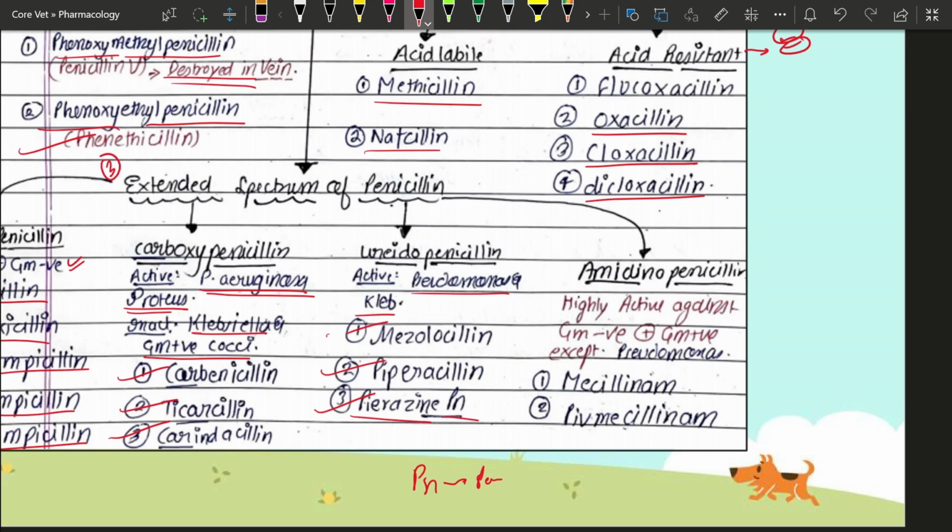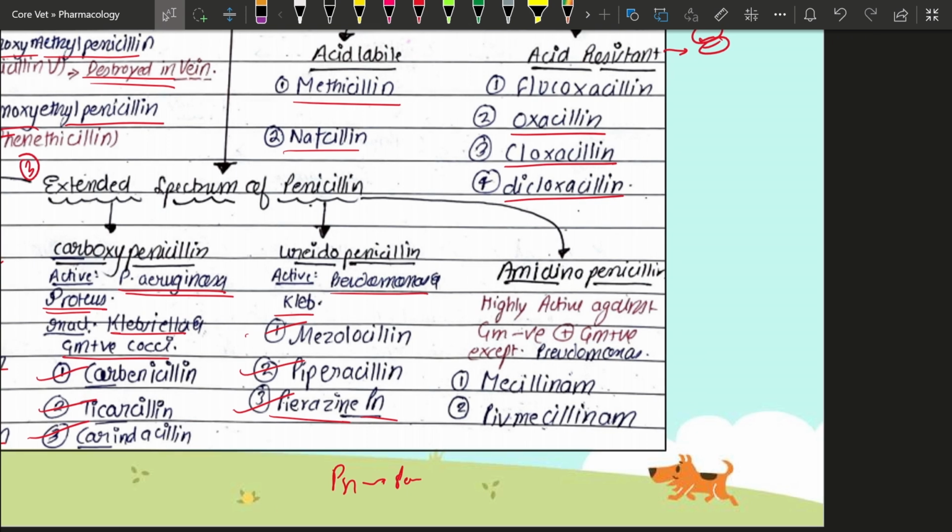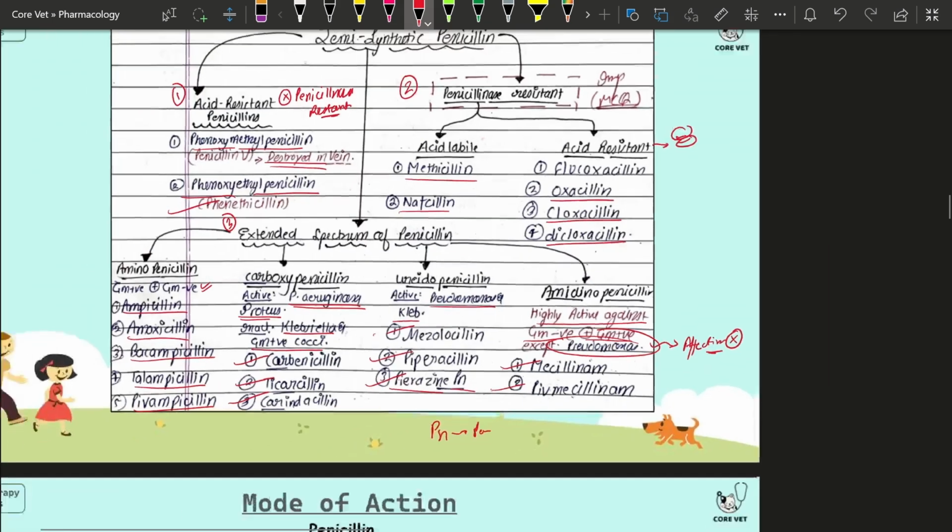So if we talk about the next, which is the amidinopenicillin, it is highly active against the gram negative and the gram positive except the pseudomonas. So it isn't affecting the pseudomonas, right? You have to use others to have an active response against the pseudomonas. Okay, so what are the examples under the class of the amidinopenicillin? So it is the mecillinam and the pivmecillinam. Okay, so these are the two examples of the amidinopenicillin, right?